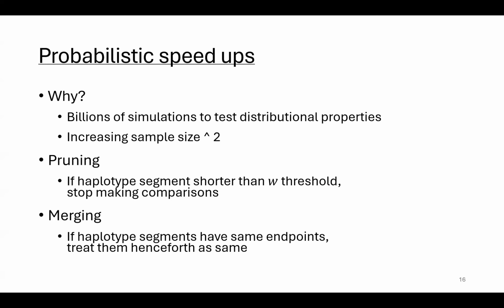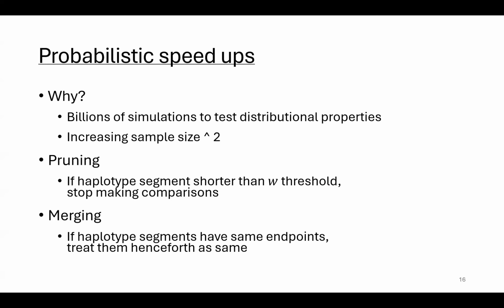The first is pruning. This is when, if a haplotype has its segments to the left and right that are together not longer than our W detection threshold, we'll stop keeping track of this haplotype and making comparisons with the other haplotypes it coalesces with. This is because when you make those comparisons, you're taking a minimum of the endpoints. So we're never again going to observe a long enough IBD segment if the haplotype segment isn't long enough.